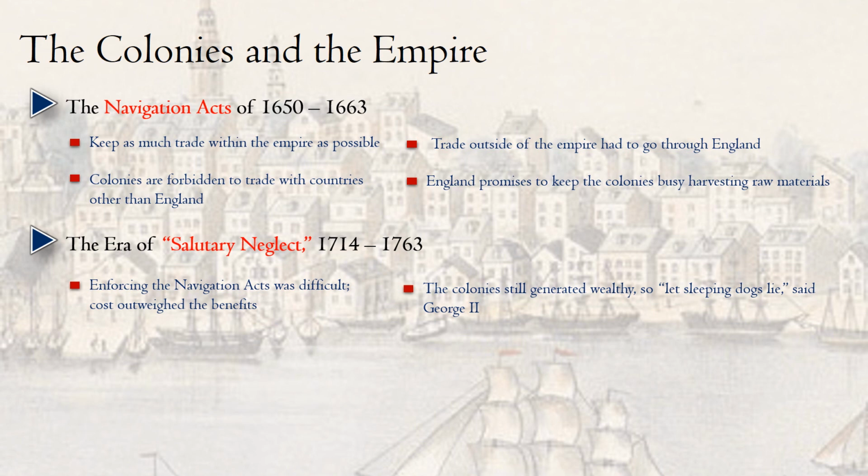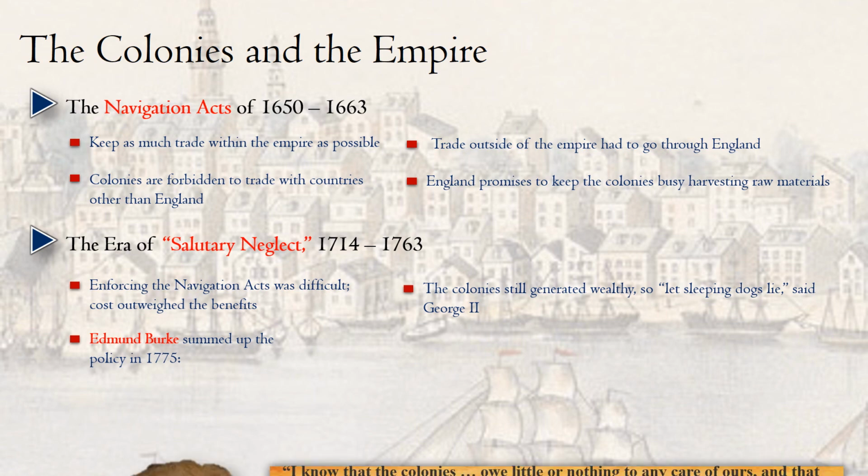And this is what we mean by salutary neglect. It's an unofficial policy of allowing the colonies to operate independently. And we're just kind of turned a blind eye when they start trading with, say, the French or the Dutch or somebody like that. Edmund Burke, once again, the member of parliament who was somewhat sympathetic to the colonists, summed up this policy in 1775 on the eve of the Revolution.